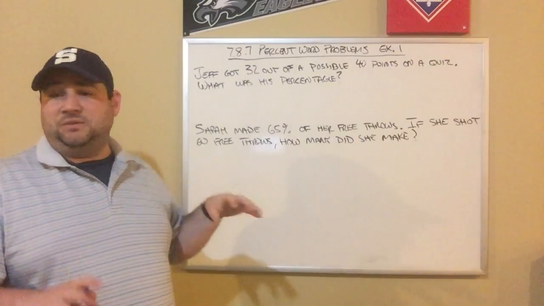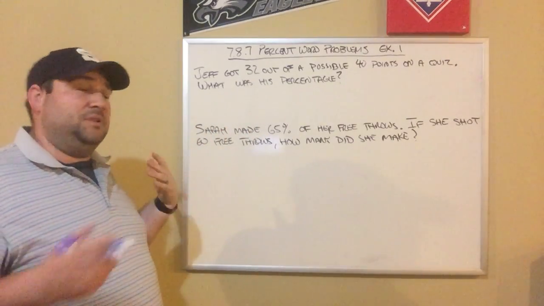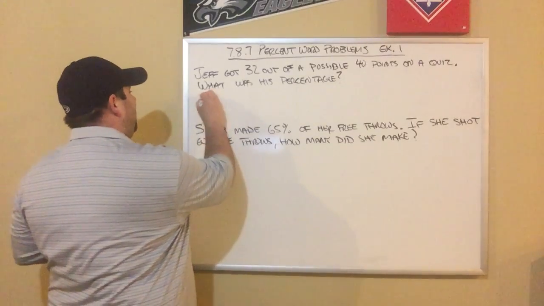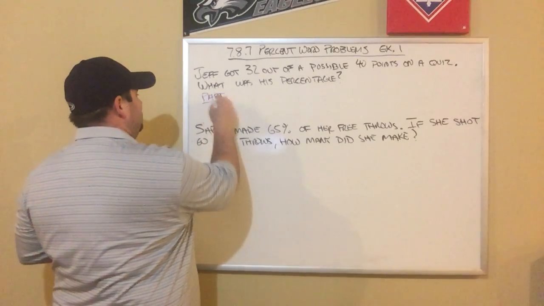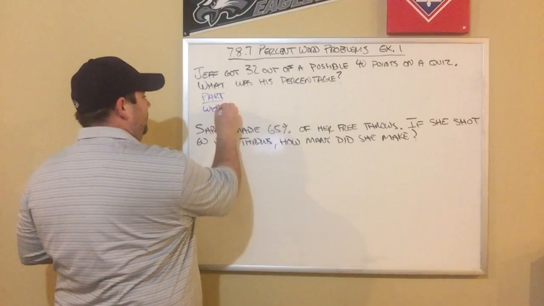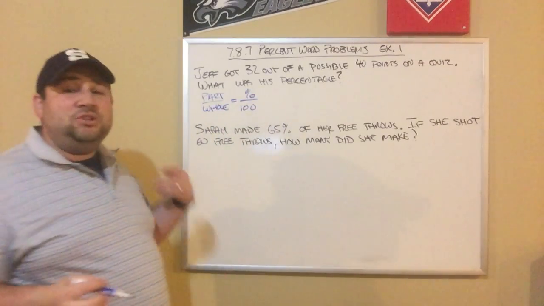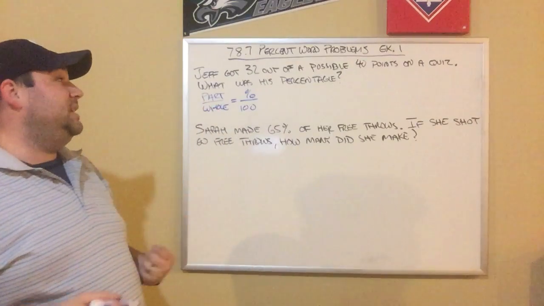So if you notice on your notes, you've got a bunch of different little formulas to remind you, and one of them is part over whole equals percent over 100. Part over whole equals percent over 100. And we can use this formula to figure out the answer.